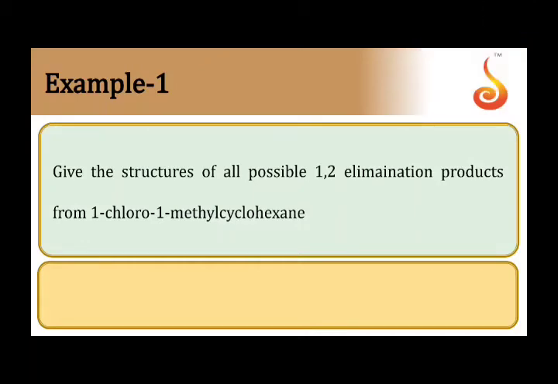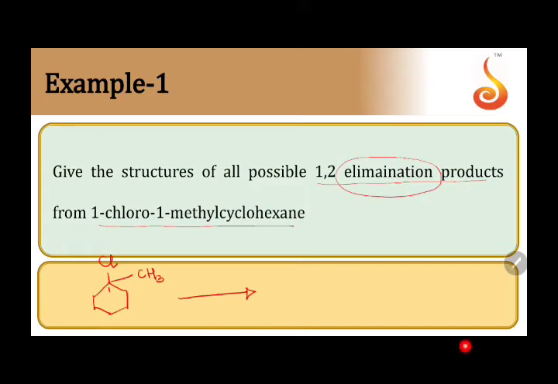Give structures of all possible 1,2 elimination products from 1-chloro-1-methyl cyclohexane. So let's write this compound. This is cyclohexane. At first carbon, any carbon you can consider as first carbon. I am considering this, 1-chloro-1-methyl. All the elimination products should be written.